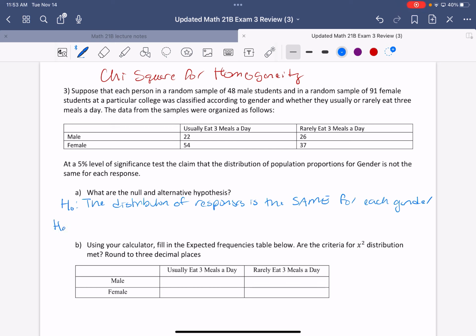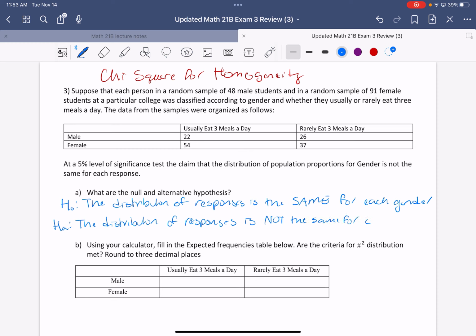And then the alternative is that the distribution of responses, being eat 3 meals a day or never eats 3 meals a day, is what? Is not the same? Is not the same. Good. Is not the same.